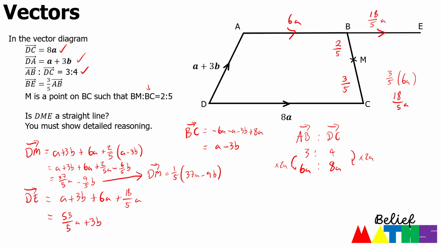Okay, so we can tell then that DE is not parallel to DM. Therefore, DME is not a straight line.